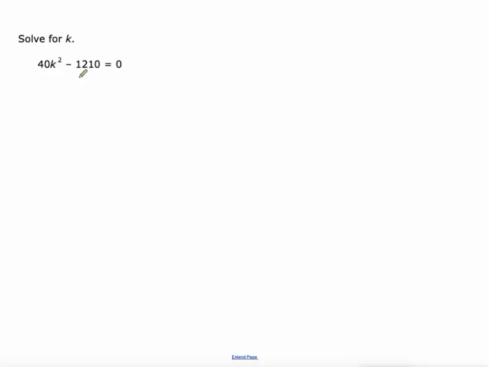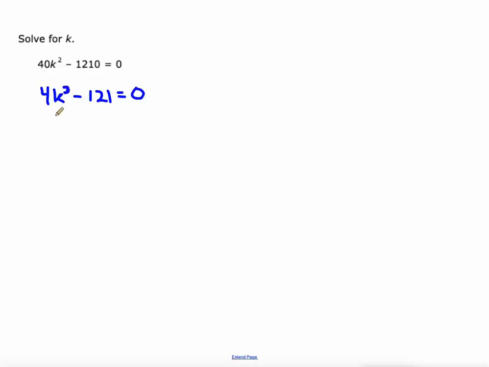All right, here's an interesting one because there's no b value. There's no k term. All right, so first of all, I think they're both divisible by 10. Let's divide everything by 10. So that would give us 4k squared minus 121 equals 0. Okay, interesting.